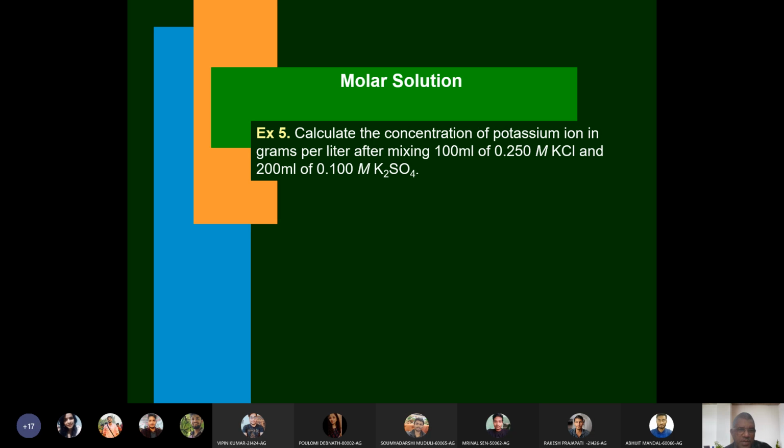Calculate the concentration of potassium ion in grams per liter after mixing 100 ml of 0.250 molar KCl and 200 ml of 0.100 molar potassium sulfate. Now things become a bit complicated, and these kinds of numericals are also important.